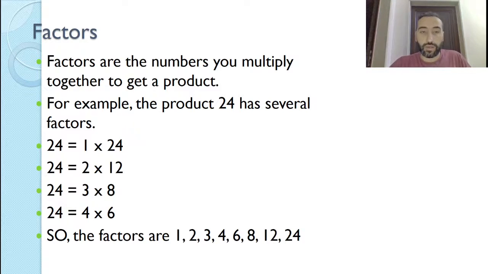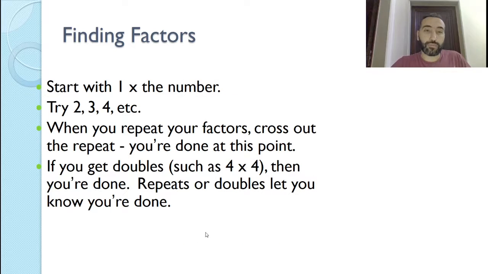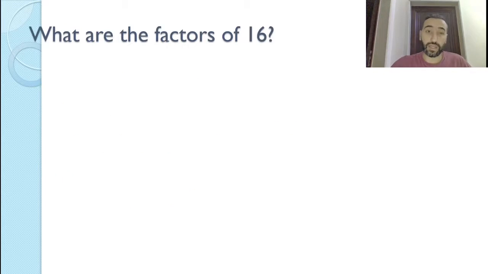Let me continue with another example. How to find factors: start with 1 times the number and try 2, 3 and 4. When your factors repeat, cross out the repeat, you are done at this point. If you get a double, for example 4 times 4, then you are done. If you are done, stop searching for more factors.